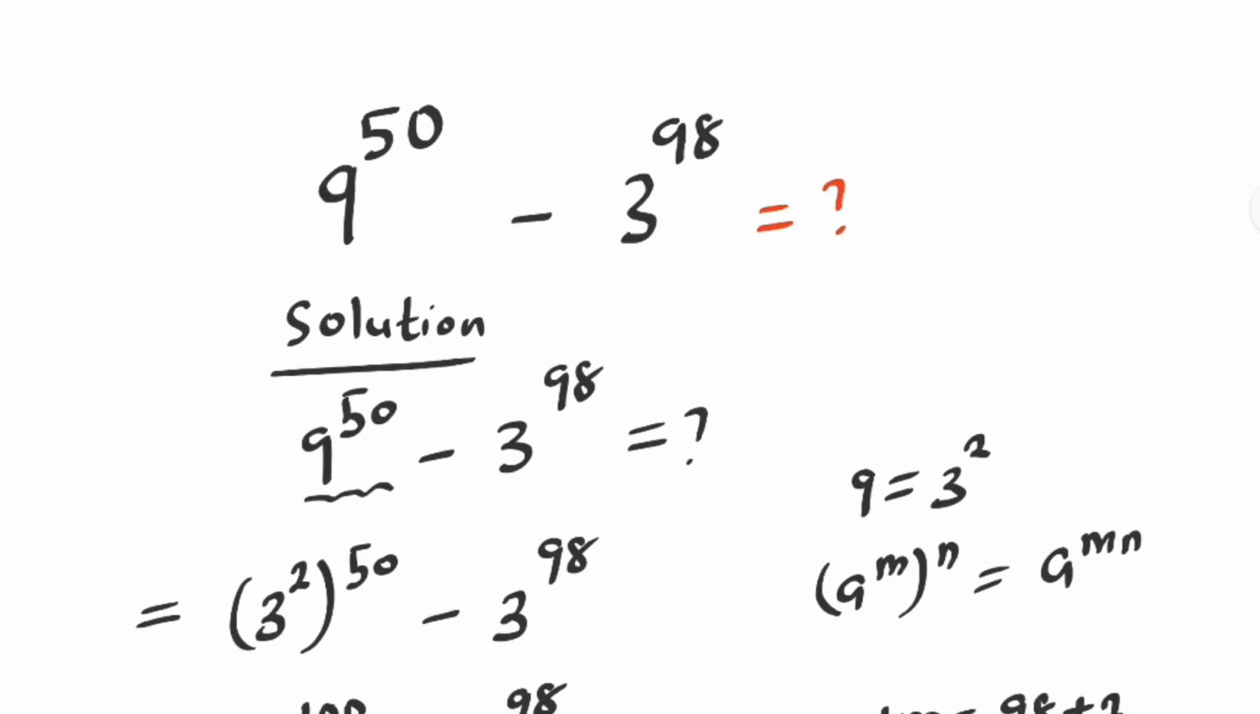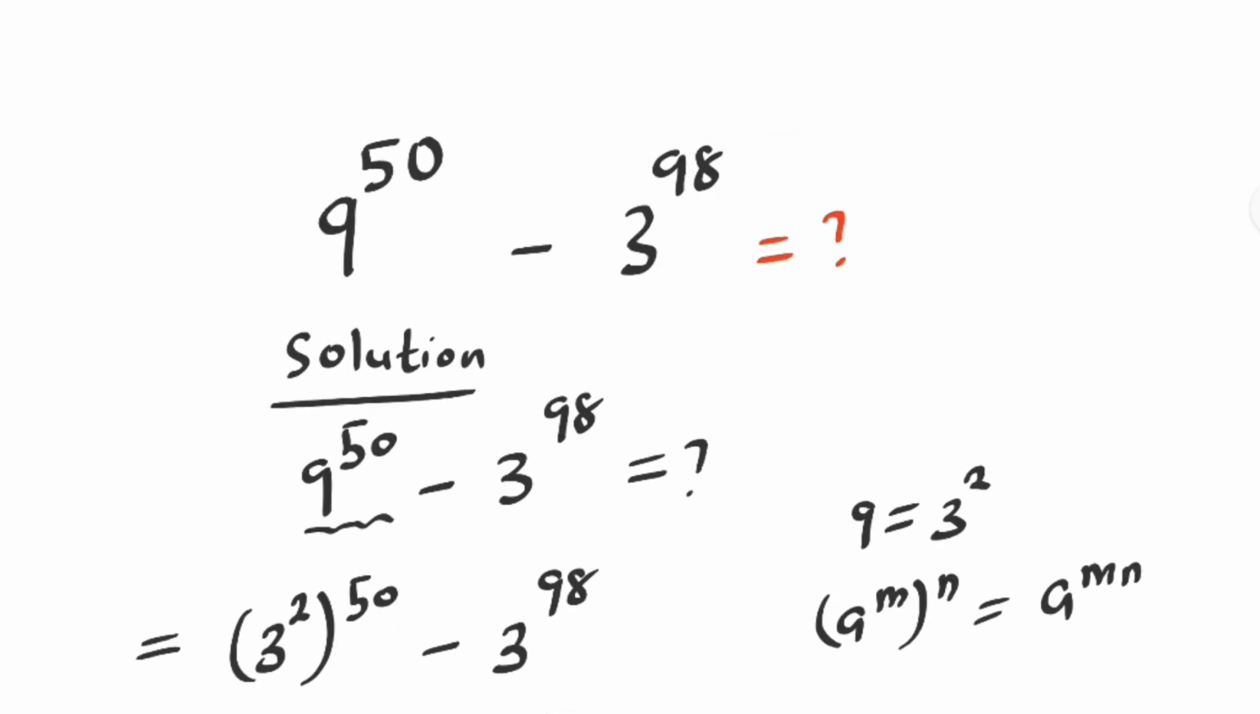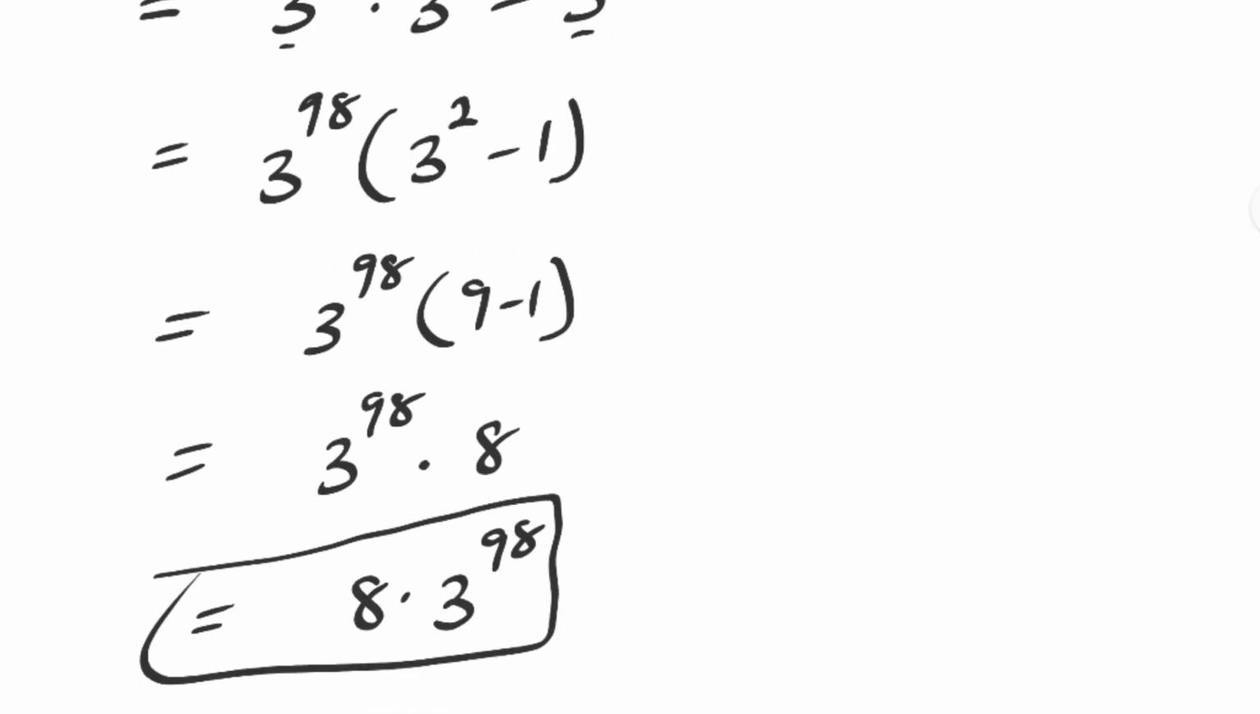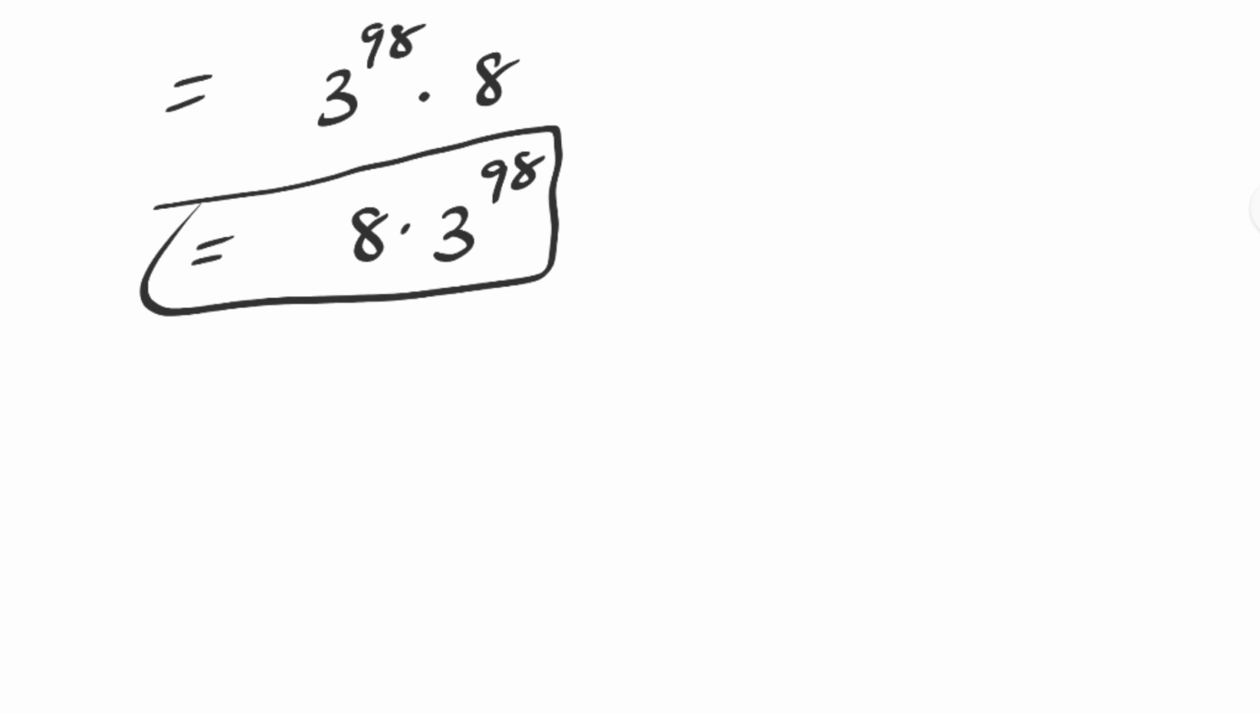Therefore, 9 raised to power 50 minus 3 raised to power 98 is equal to 8 multiplied by 3 raised to power 98. Now let us solve another one. If you have, let's call this number 2, 2 raised to power 102 minus 2 raised to power 97.